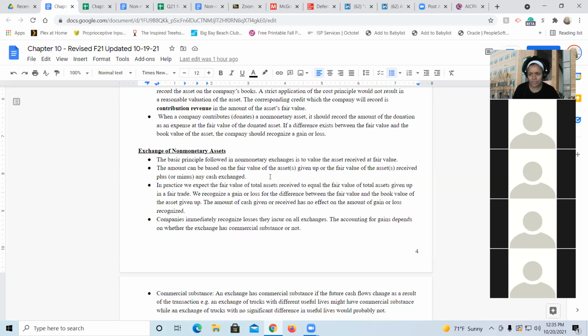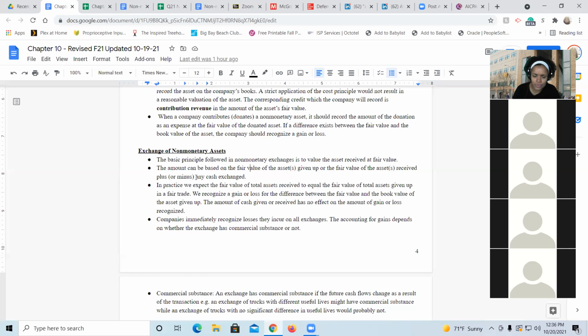So if you still remember your disposals work from before, selling or retiring assets, it's that same thinking that we're in. In practice, we expect the fair value of total assets received to equal the fair value of total assets given up in a fair trade. And by assets, they mean the car plus money, it's not just the car. So you can't say you expect the fair value of a new car to be the same as the fair value of the old car. That's not what we mean.